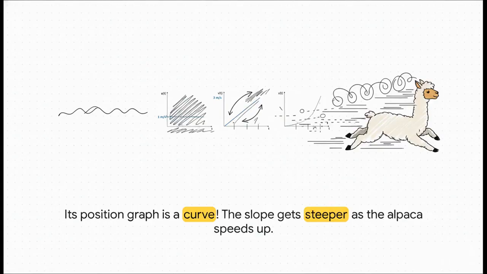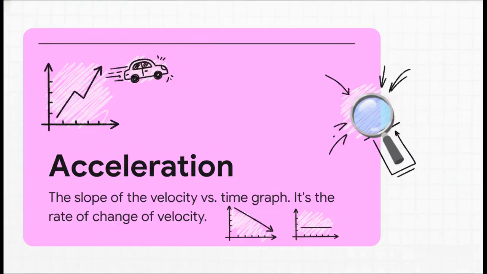And here, this is the big reveal. The position graph is now a curve. But why? Because the alpaca is covering more and more distance each second as it gets faster. Remember our first rule? The slope of this graph is the velocity. So since the velocity is constantly increasing, the slope of the position graph has to get steeper and steeper and steeper, creating this beautiful upward curve. And that right there gives us our second golden rule.